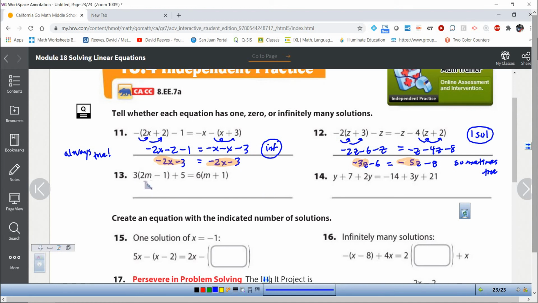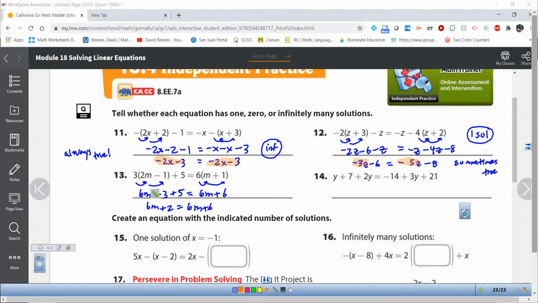I have a sneaking suspicion that's going to happen on this one right here. But we'll see. 3 times 2m, that's going to give me 6m minus 3 plus 5. And over here, I'm going to have, when I distribute, 6m plus 6. So this gives me 6m plus 2. And this side gives me 6m plus 6.